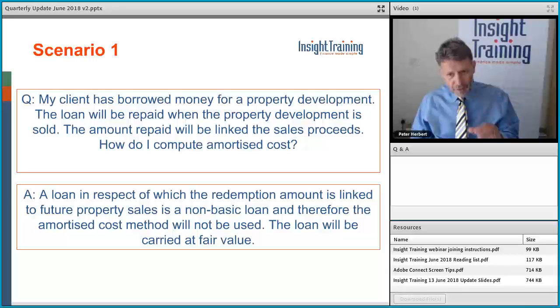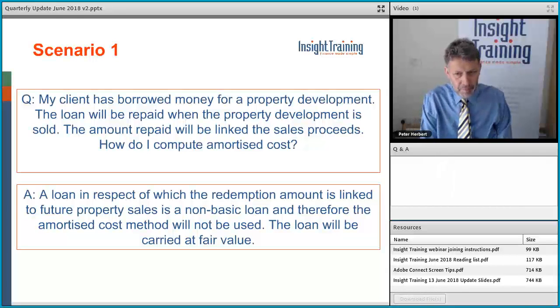Right, before we move on, if I could just run through one or two other scenarios, just disparate scenarios that crop up. Here's one. My clients borrowed money for a property development. The loan will be repaid when the property development is sold. The amount repaid will be linked to the sales proceeds. How do I compute amortized costs?